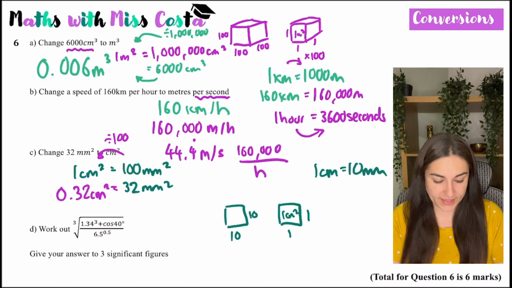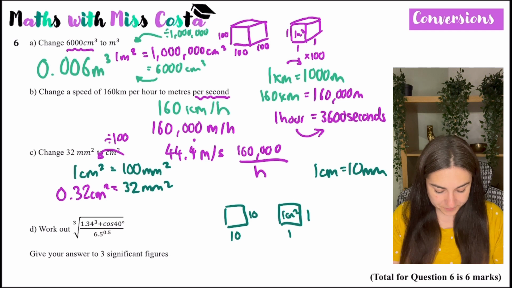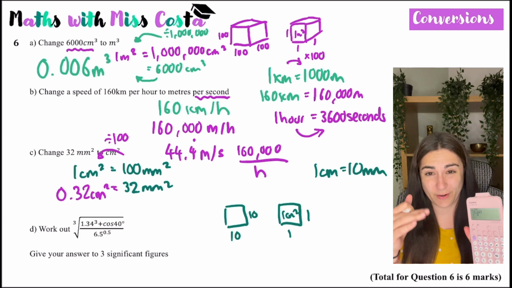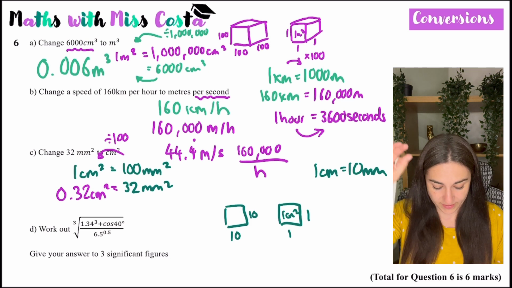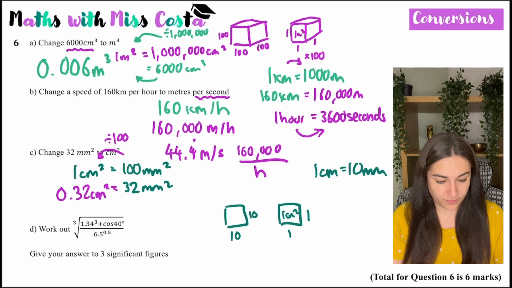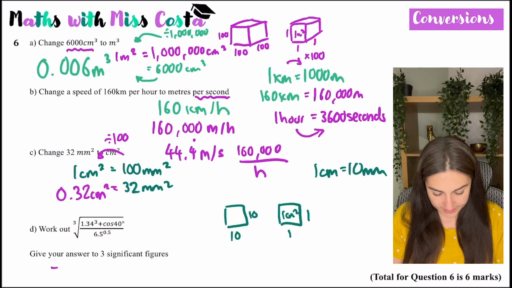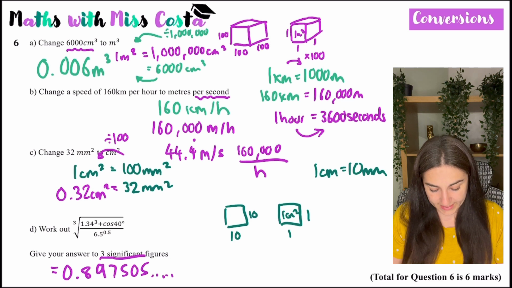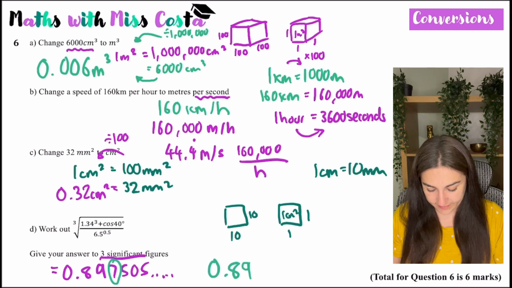And then for the next one, I've just got a calculation. Once again, use your calculator, press the shift and then the little cube root sign, press your fraction button, and then type in 1.34 cubed. Remember to use your arrow to move one across so that you're not having everything as the power, cos 40 over 6.5 to the power of 0.5. And then you would get 0.897505 going on and on. It says 3 significant figures, so we look at the third digit, so that'd be 0.898.